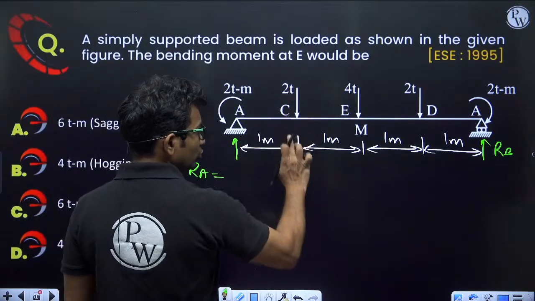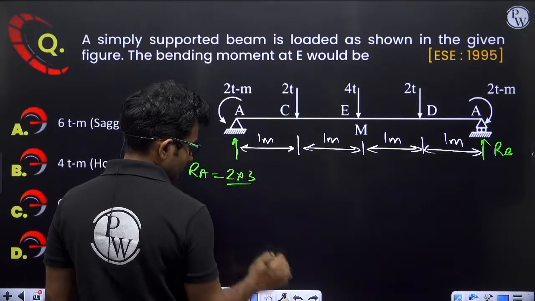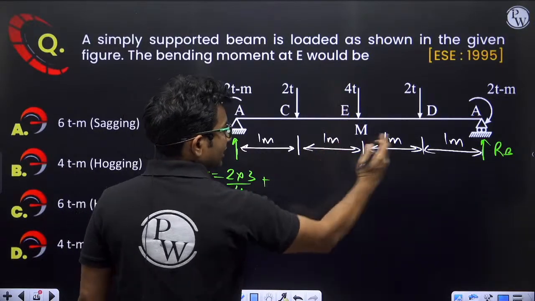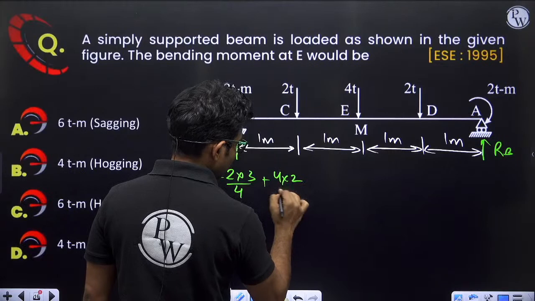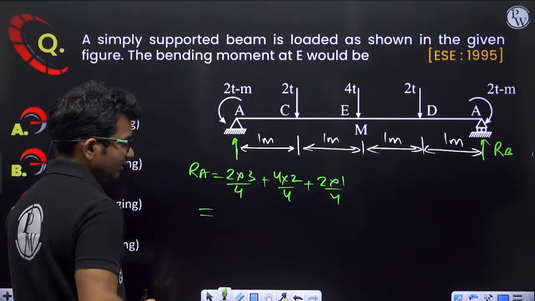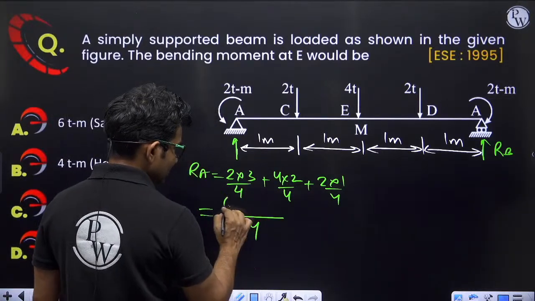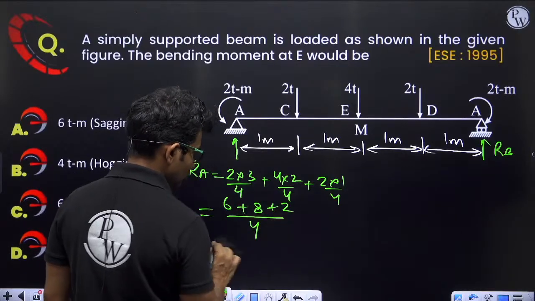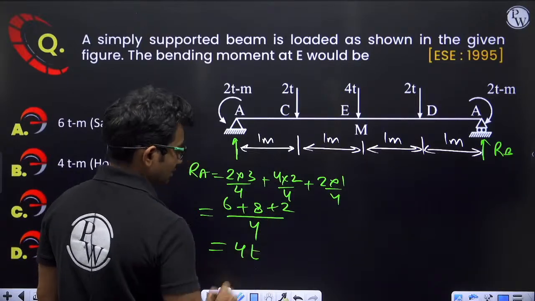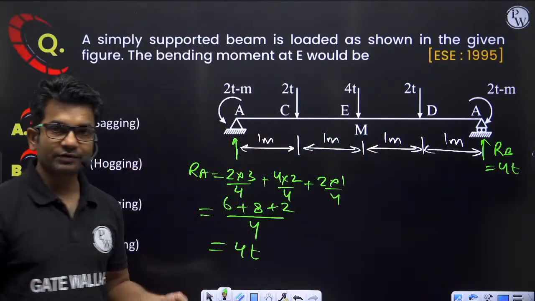So RA will be equal to 2 into 3 by 4 plus 4 into 2 by 4 plus 2 into 1 by 4. So that will be equal to, 4 will be common, 6 plus 8 plus 2, so 16 by 4, that will be 4 ton. And RB will also be 4 ton. Okay, so we have found out the support reactions.